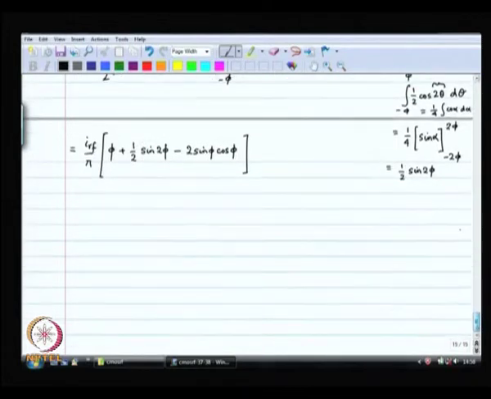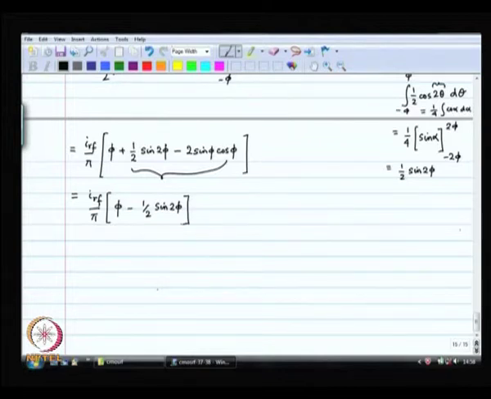Right. So, this is the complete integral, and what do you see over here? Half of sin 2 phi is equal to sin phi times cos phi. Okay. So, I have compressed those two terms into one, and you can rewrite it in this fashion if you want to. So, this is the fundamental component of the current going into the MOSFET, which is the fundamental component of the current going into the load.